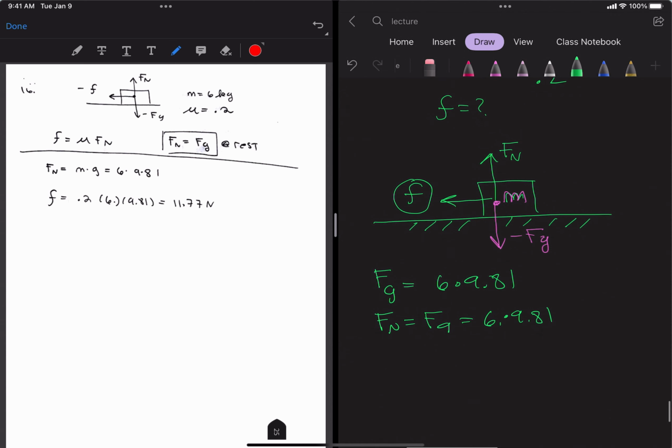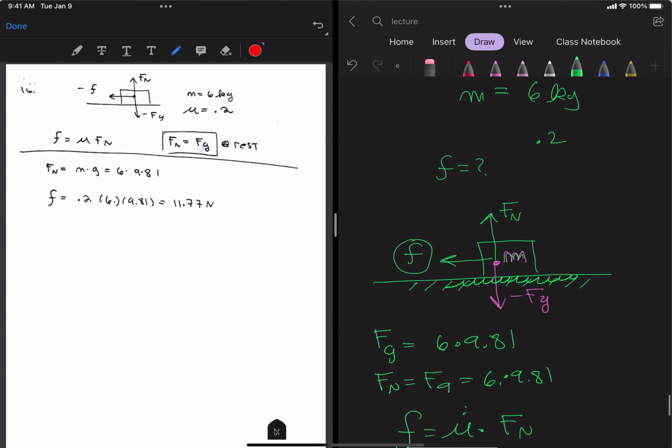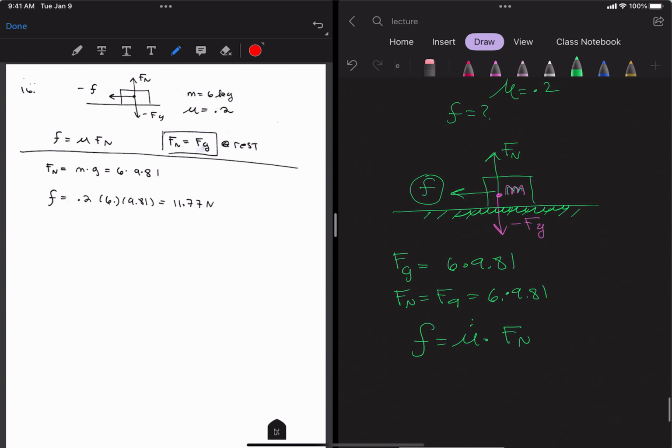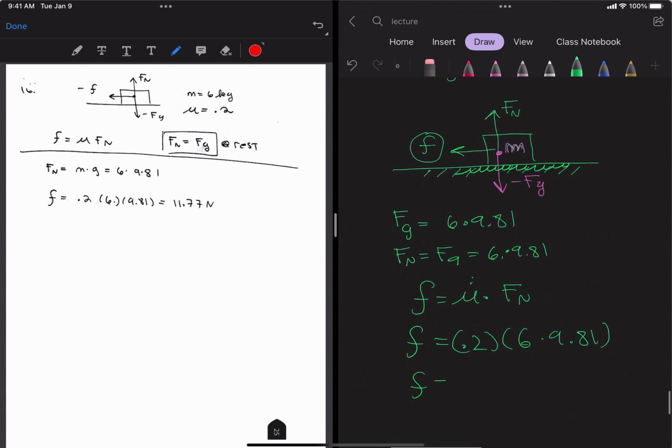And we know that friction is related to the contact between the floor and the crate, or it's related to the normal force using this equation. So friction is going to equal the coefficient of friction multiplied by the normal force. And the coefficient of friction is just a number, which is this 0.2 here. So we can just plug in. So friction is going to be 0.2 times 6 times 9.81. And that will give you a frictional force of 11.77 newtons.